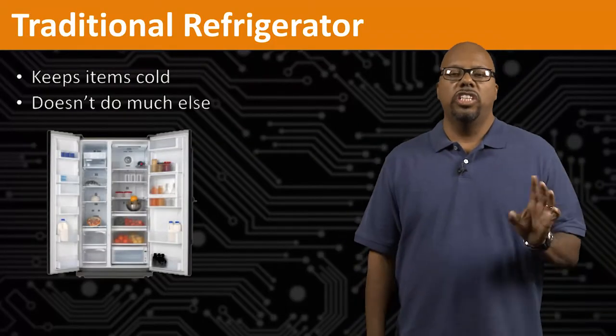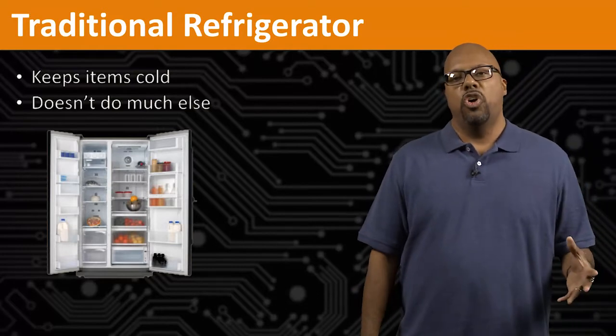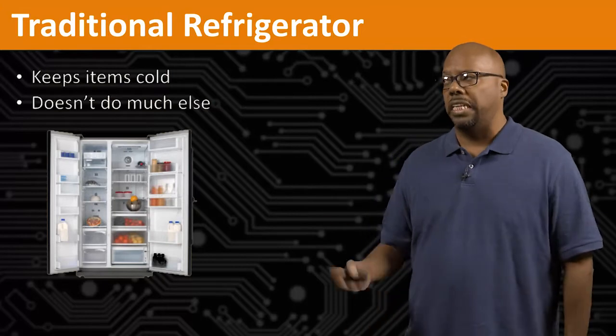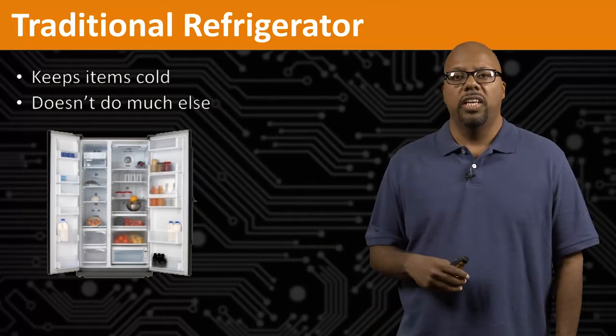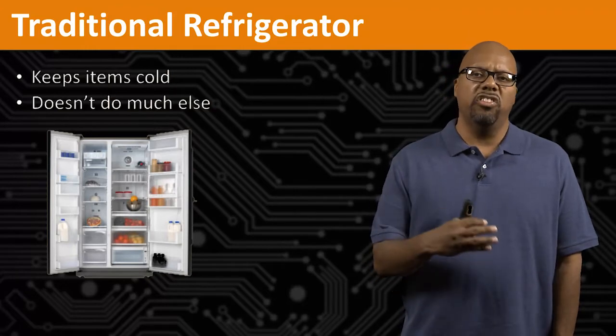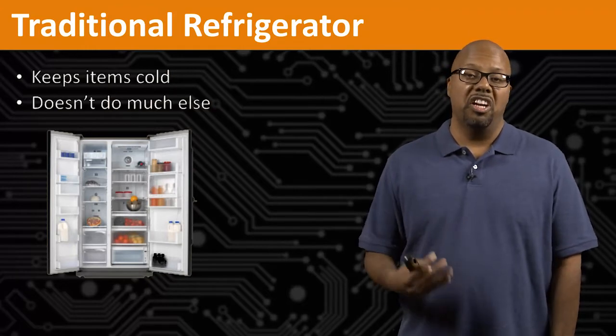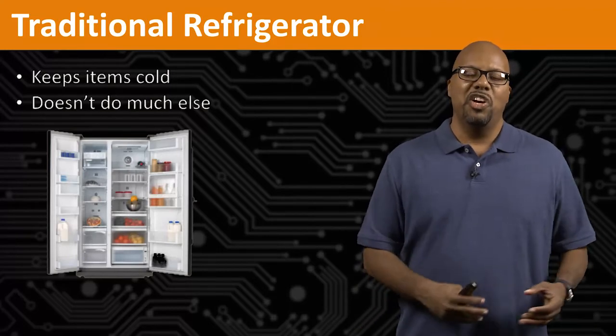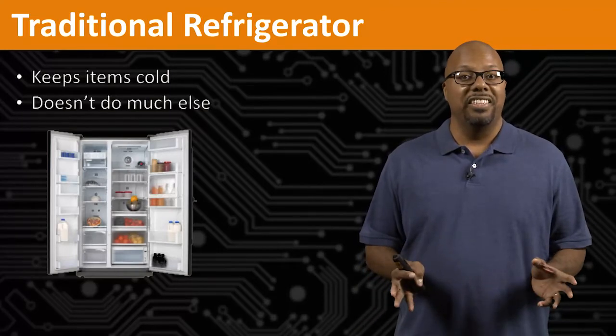So, a traditional refrigerator keeps items cold, right? This is a non-Internet of Things. Keeps items cold, you put things in it, food, whatever it is. Real simple interface, right? And everybody knows how to use it, and decades ago, it was the same interface. 100 years ago, you had a refrigerator that looked basically the same thing.